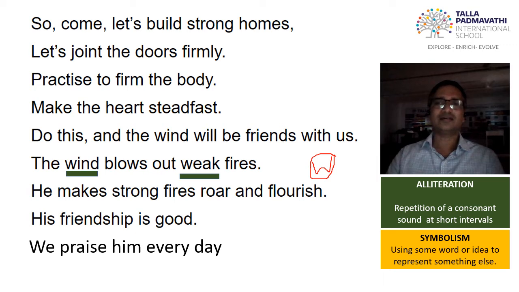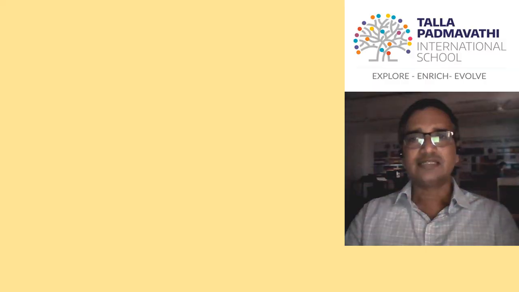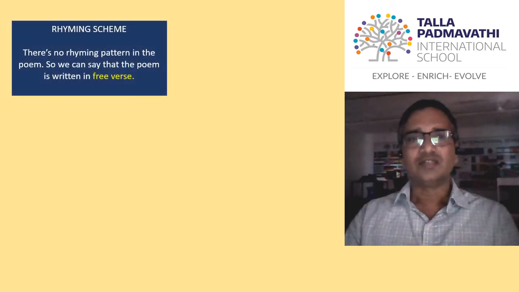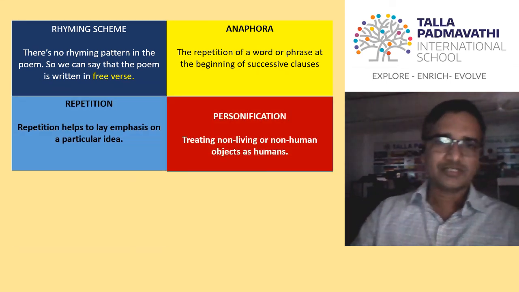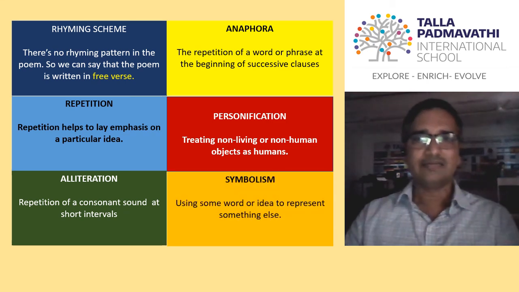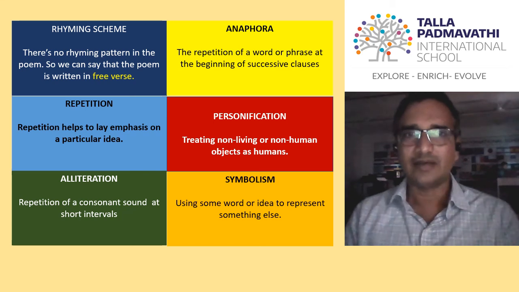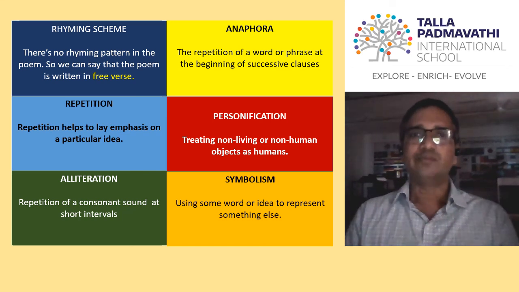So these are the different poetic devices or literary devices that have been employed in this poem. A very good number of poetic devices were employed by the poet. So, what are the different poetic devices we have used here? Rhyming scheme, anaphora, repetition, personification, alliteration, and symbolism. These are the different poetic devices that have been used in the poem Wind.